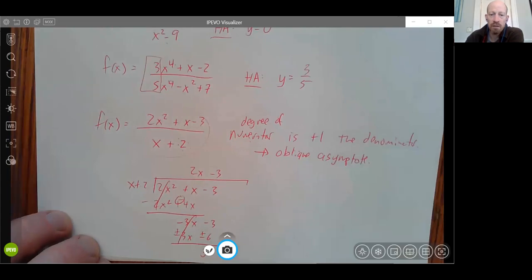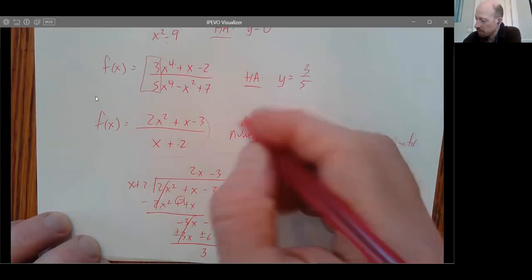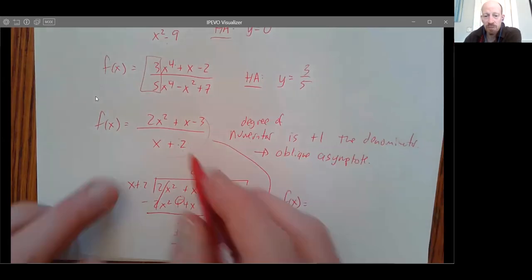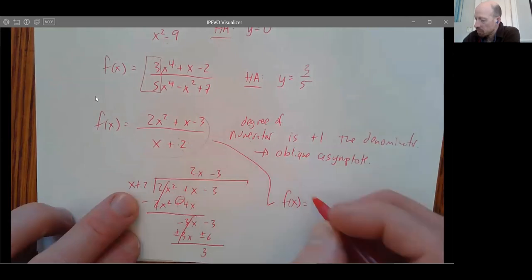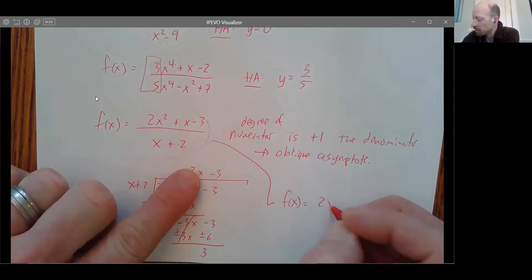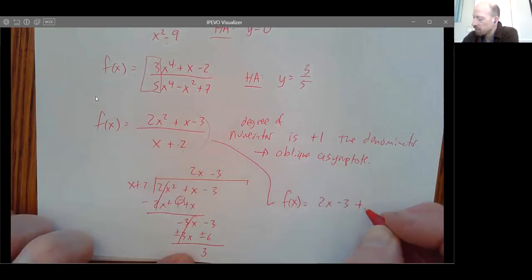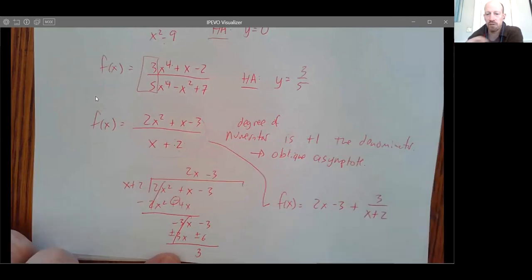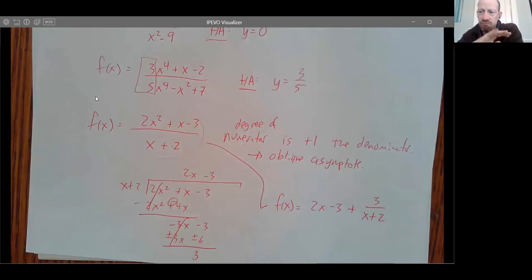So what this tells me is that I can rewrite this problem as, when I divide x plus 2 into this, I get 2x minus 3 as my answer, plus this remainder, which is 3 over x plus 2. So this is just like what we did in the last section. This is just straight long division. It's just rewriting the problem using division.